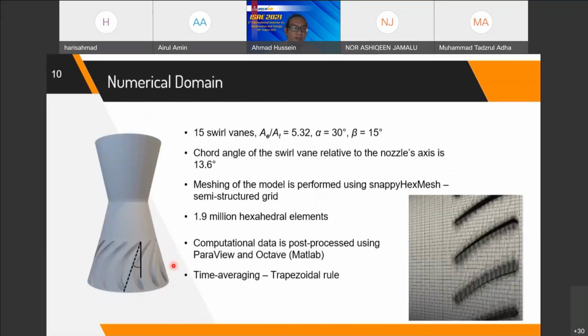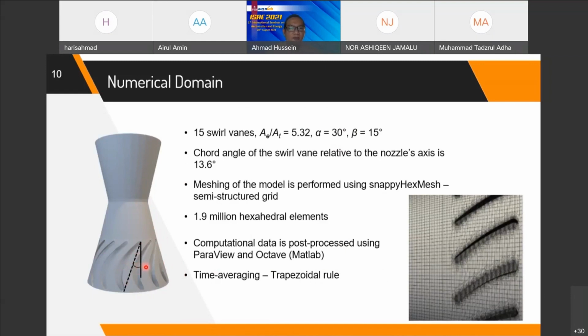Now, this is the numerical domain, basically. It's an inverted view of the nozzle domain. It consists of 15 swirl vanes with an exit area to throat ratio of 5.32, with a converging angle of 30 degrees and a diverging angle of 15 degrees. The chord angle of the swirl vane relative to the nozzle axis is 13.6 degrees.